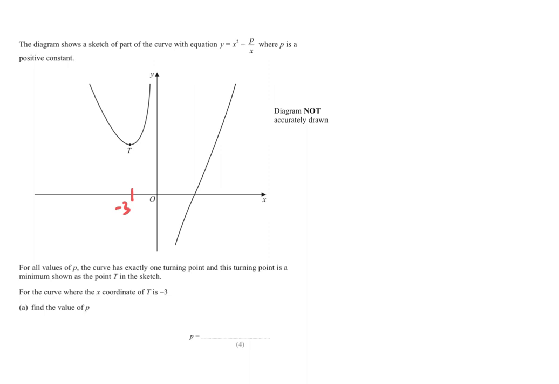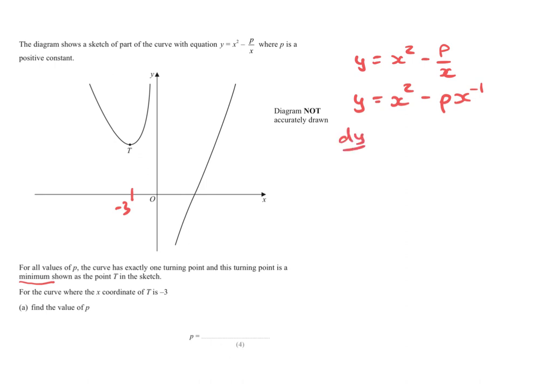So whenever you've got a question like this and it talks about minimums, then what you will need to do is think about differentiation. So look at my function here. I've got y equals x squared minus p over x. And this I'm going to have to differentiate. So to differentiate it easily, what I need to do is to write it in index form. So I'm just going to rewrite it as y equals x squared minus p x to the minus 1. Once you have it in this form, it's a lot easier then to actually differentiate.